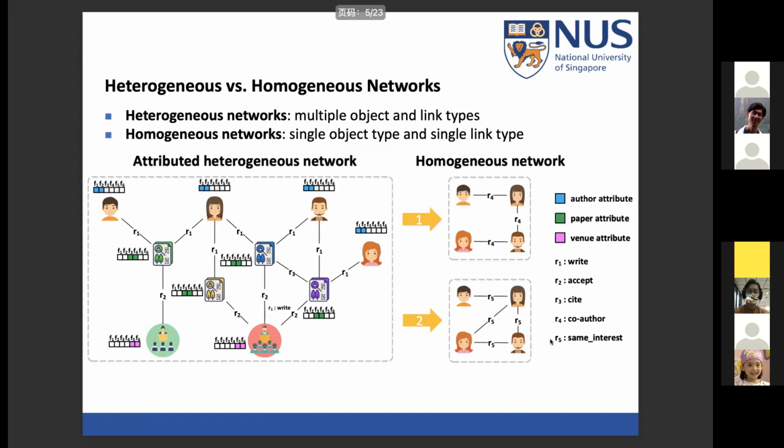Sorry, I have a question here. When you use the attributed heterogeneous network, in this picture you have three nodes: author, paper, and venue. So for every node's feature, if it is an author, it only has the features of the author. You mean here it is F1 and F2, so 0 for F3 to F6. Is it true? Yeah, that's right.